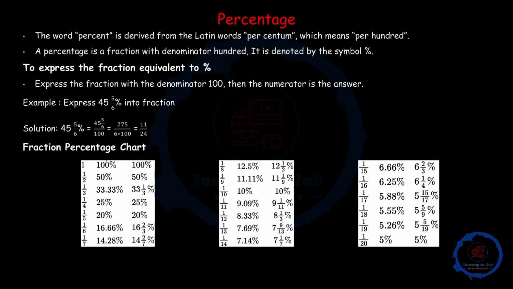First of all, fraction 1 is 100%. 1 by 2 we know is 50%.